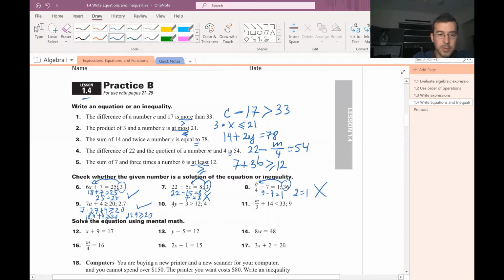Number 10, we substitute 4 for y. So 4 times 4 is 16, minus 3 is greater than 12. 16 minus 3 is 13. 13 is greater than 12. Yes, that is correct.